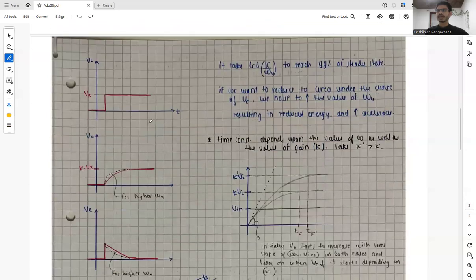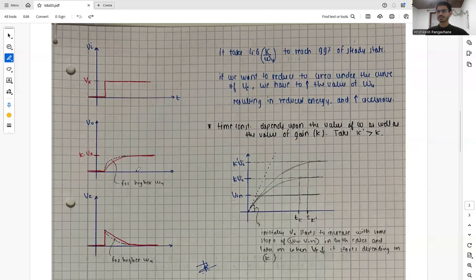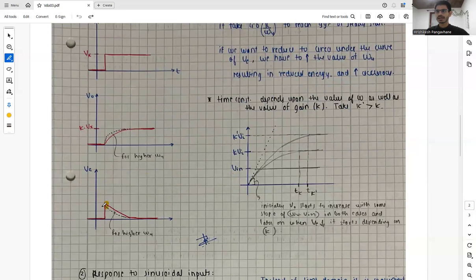So we can say that this is how our response of Vin will look, and at the same time the V out response will go to K times Vx, but with an asymptotic relation. And similarly VE, the error, will decrease like this. If, let's say, this is the curve, and we increase the value of omega u, the curve will look like the black dotted line.